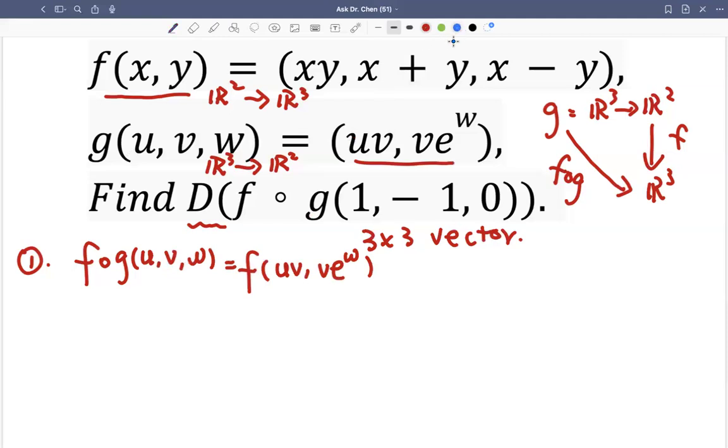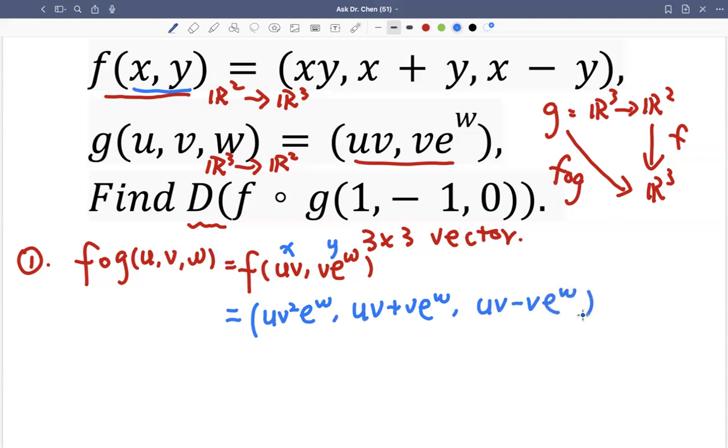And then the function f takes x, y. So this is the x, this is the y. How is f defined? f is defined as x times y, so uv times v e to the w. So we get u v squared e to the w. The second component is x plus y, so uv plus v e to the w. The third component is x minus y, uv minus v e to the w. So we just find f composed with g. Now we can take the derivative of this.